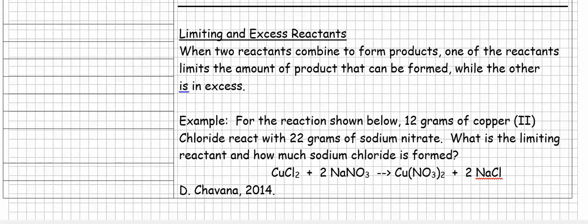But what we want to do now is take a look at some other skills that are going to be important to us. One of them is determining what we call limiting and excess reactants. So when two reactants combine to form products, one of the reactants limits the amount of products that can be formed while the other is in excess.